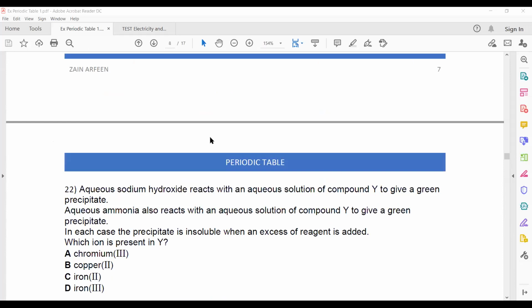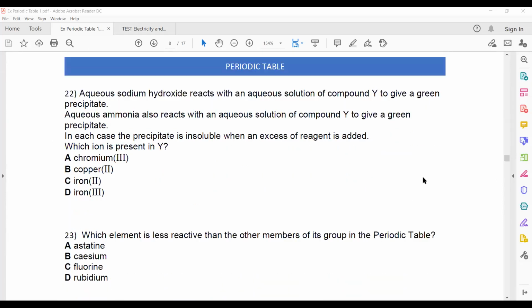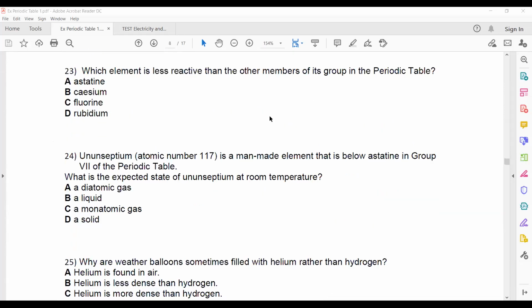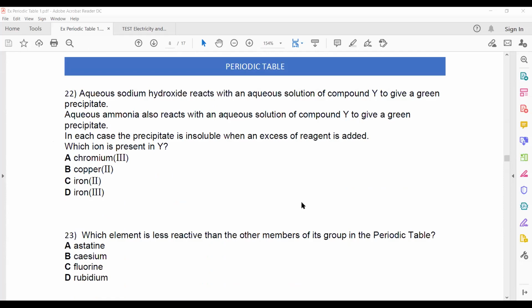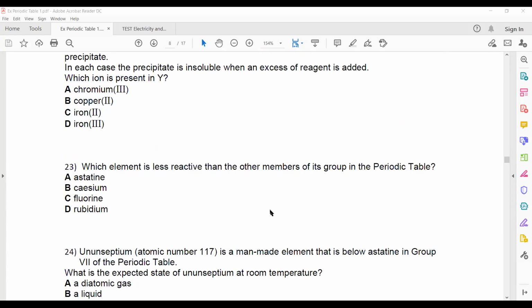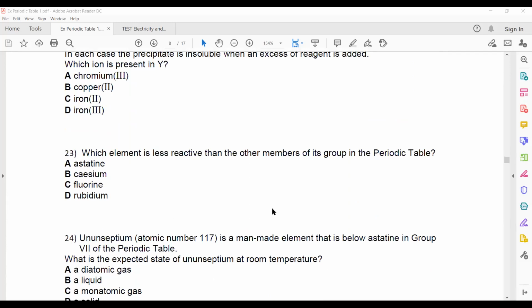Anyone else? Doubt from 21 to 30? Sir, are all the metals at the bottom of the table solid? All the metals at the bottom of the periodic table? All the metals are solid except mercury. Okay. All metals exist as solids, except mercury.